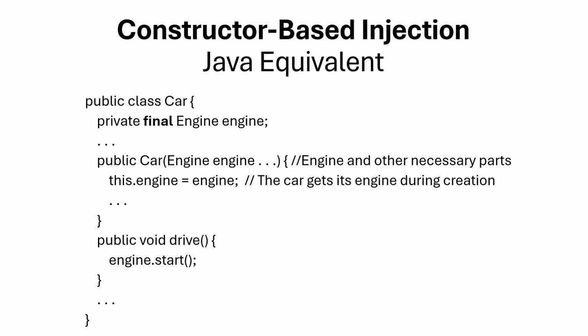The car class shows key object-oriented principles. It uses a private final engine field to make sure the car always has an engine that cannot be changed. The final keyword ensures the design is reliable. The engine is provided through constructor injection, making sure all necessary parts are set when the car is created.